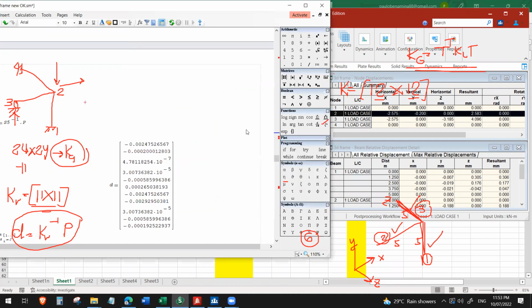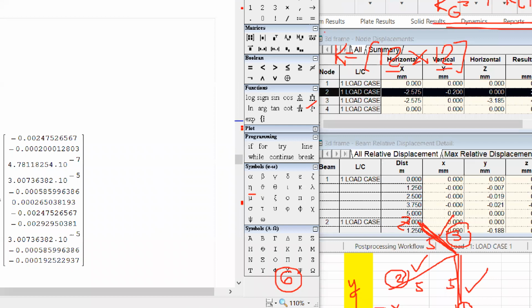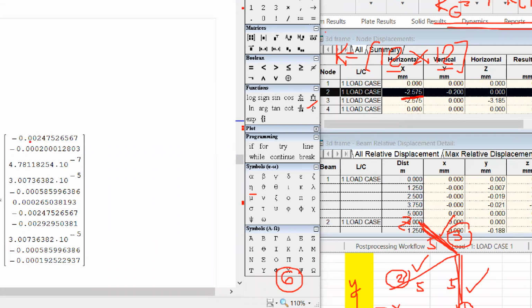And if you check on the result for our SMAT, we have 2.47, because this is in meter, no? So 1, 2, 3, that will be 2.47 mm versus 2.575 in STAAD, negative 0.2 in STAAD. So the same, no? Negative 0.2 millimeters. And last, 0. So this one is almost 0. Okay? So makes sense, no?